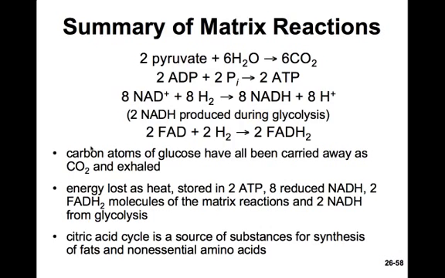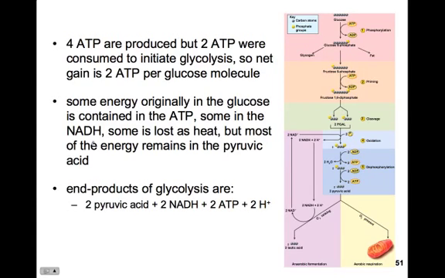What happened back in glycolysis? Did we lose any carbons? Did we gain any ATP? And how many electron carriers were there? So let's skip back there for a moment. Here, there were 4 ATP produced, but remember 2 were consumed in the beginning to get the whole thing going.